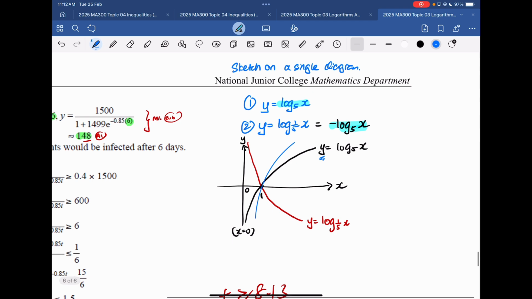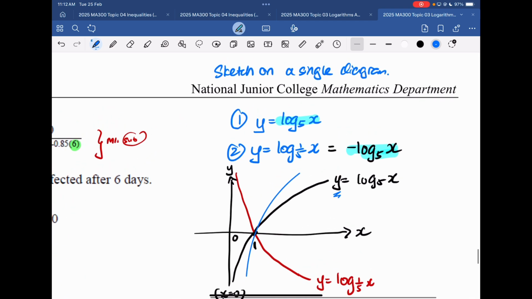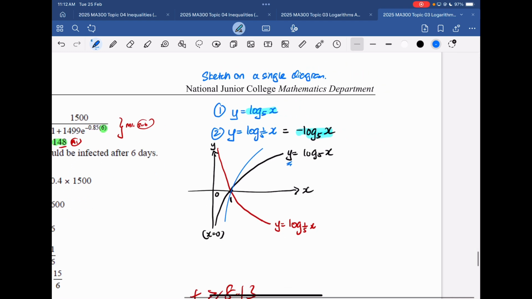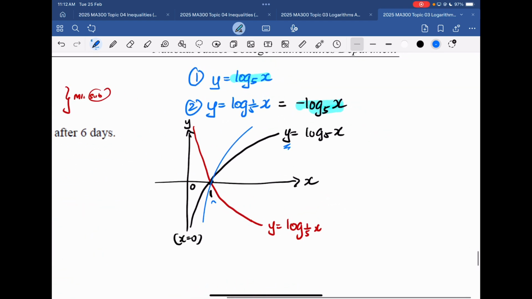How do I know it's 1? It's always 1. Why is that so? Because when you want to find the y-intercept, what do you do? When you want to find the x-intercept, what do you do? You sub y equals to 0.